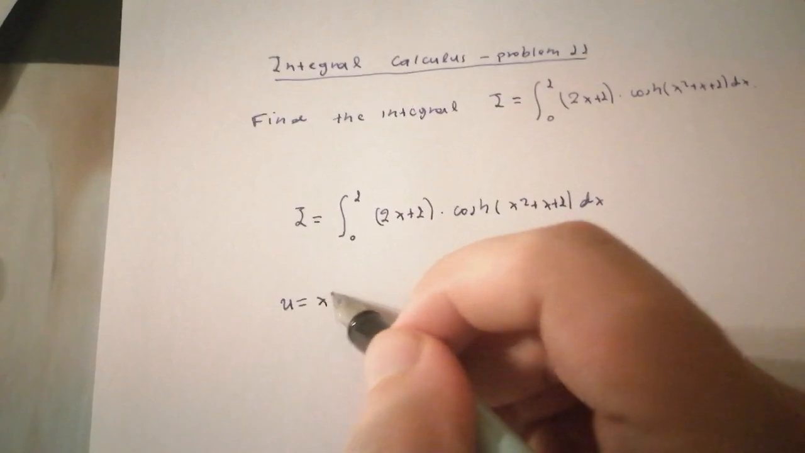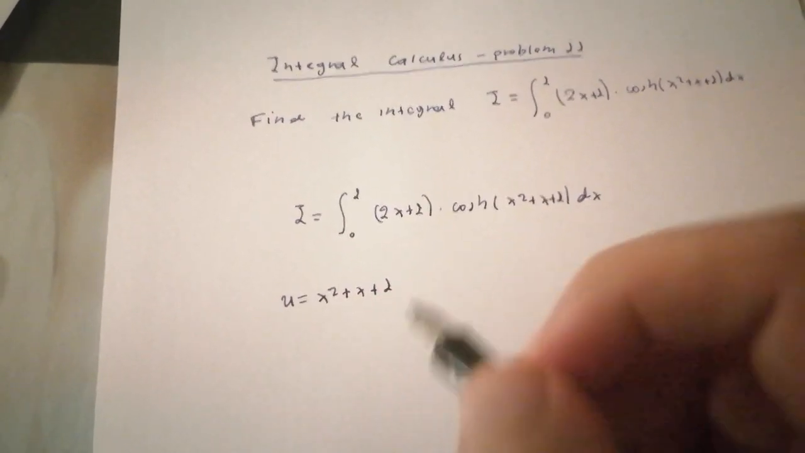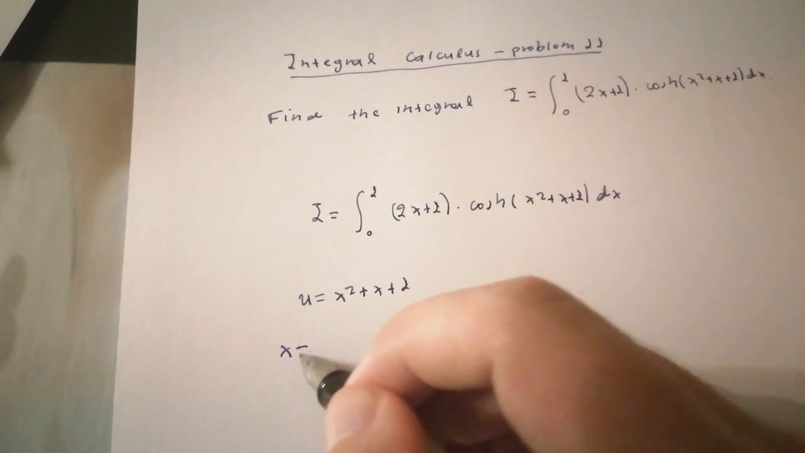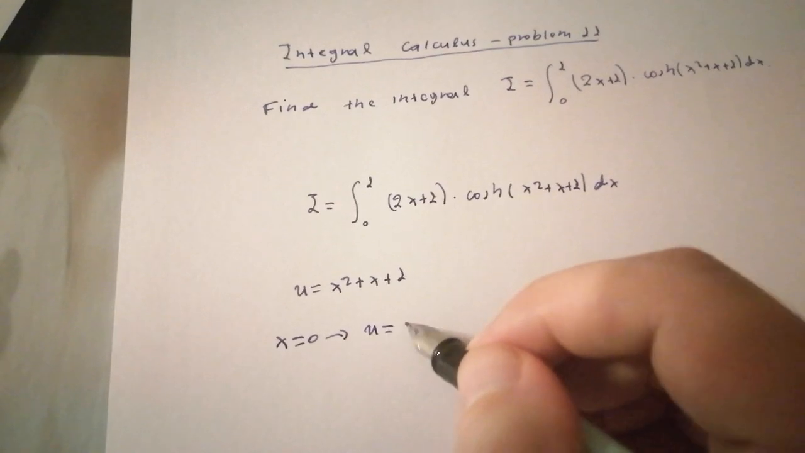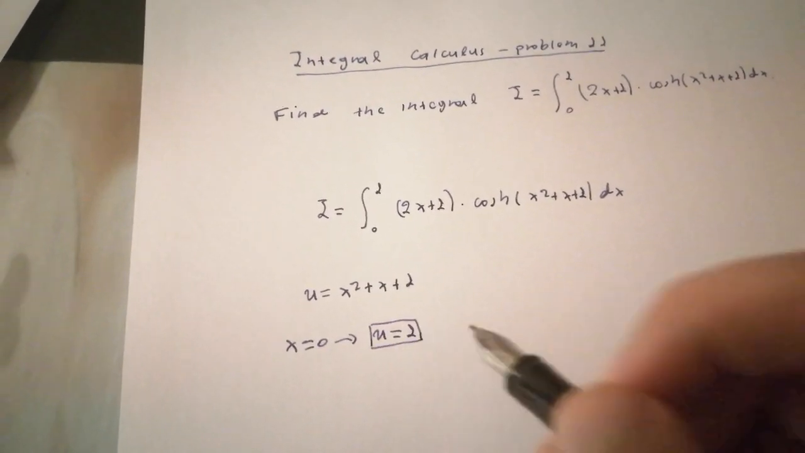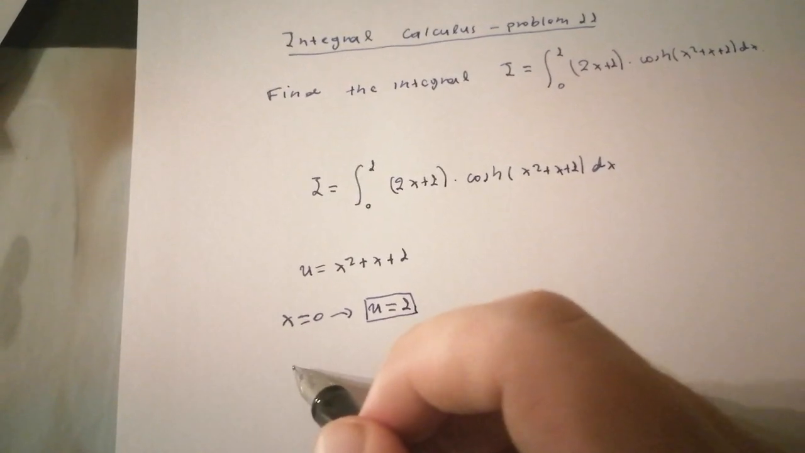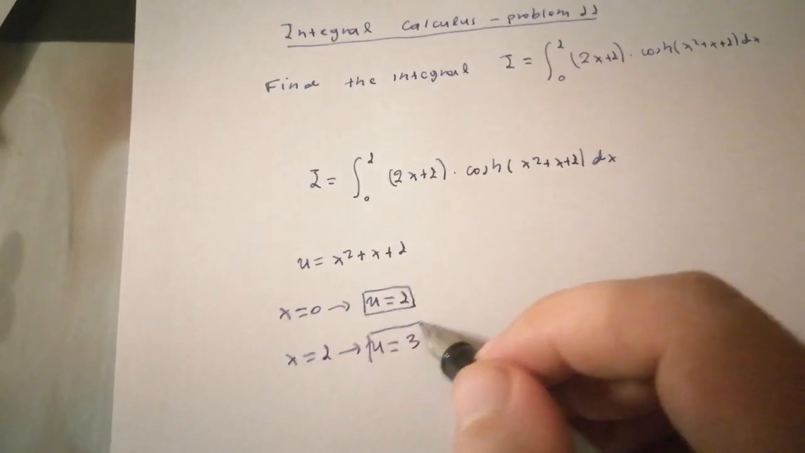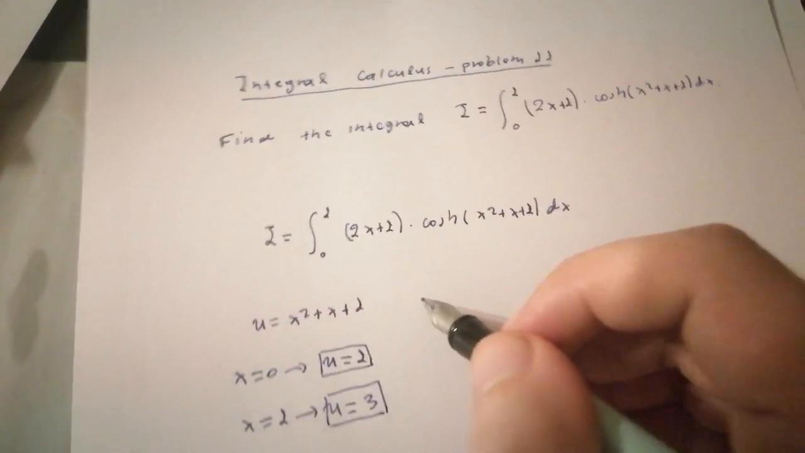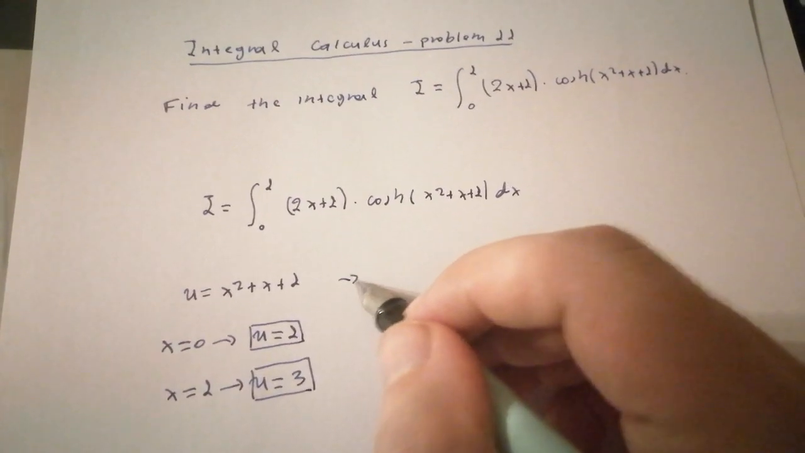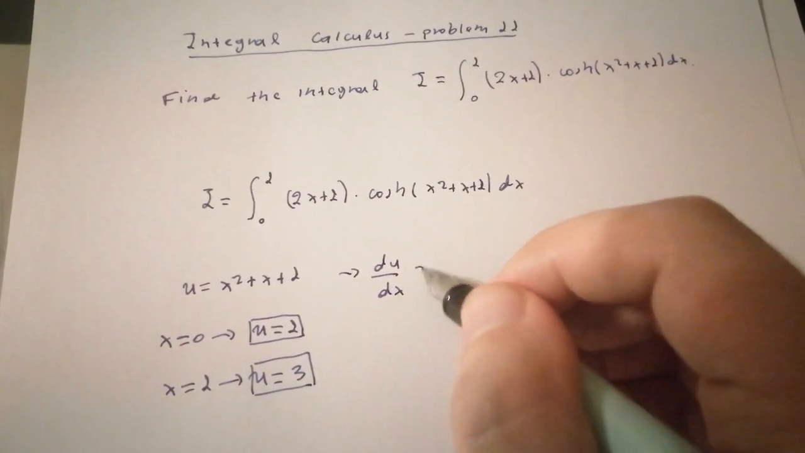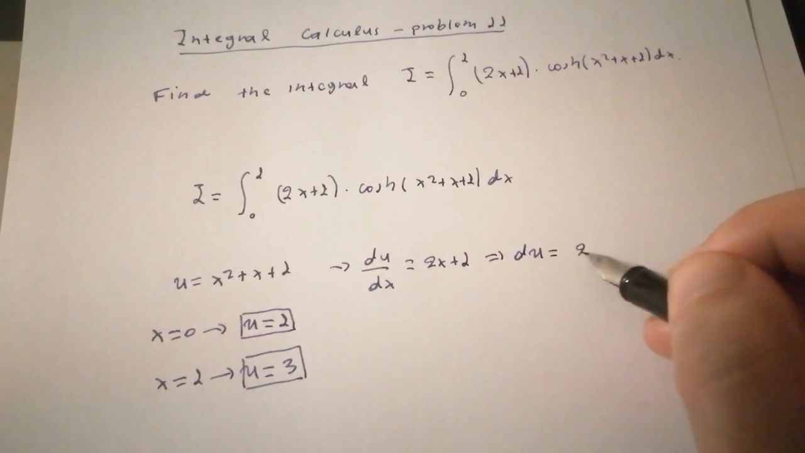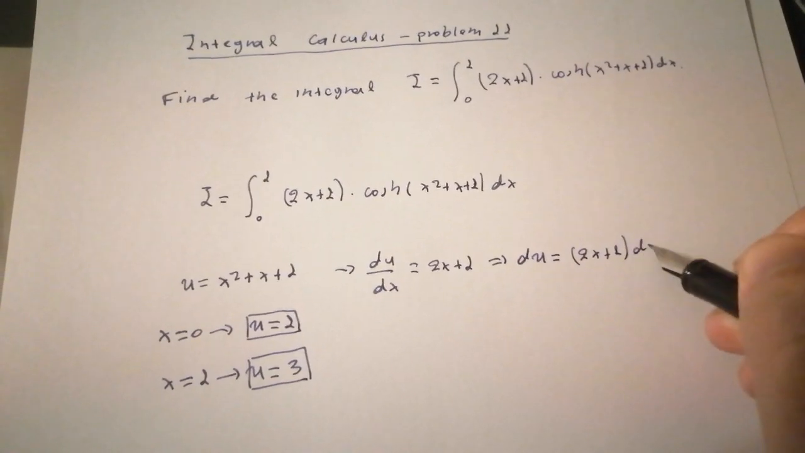u is x squared plus x plus 1. Now the other step is to change the limits of integration. So for x equals 0, u equals 1. And for x equals 1, u equals 3. We can also change the differential. So du/dx is 2x plus 1, so du is 2x plus 1 dx.